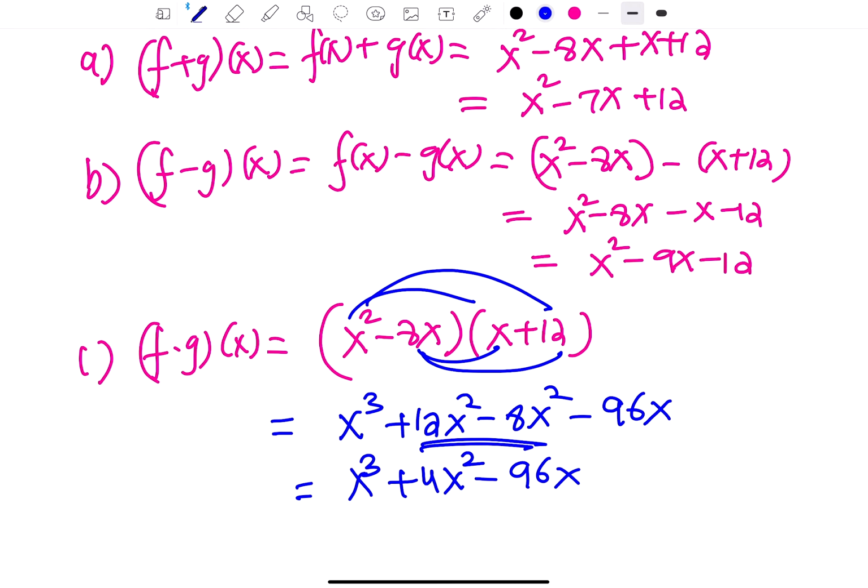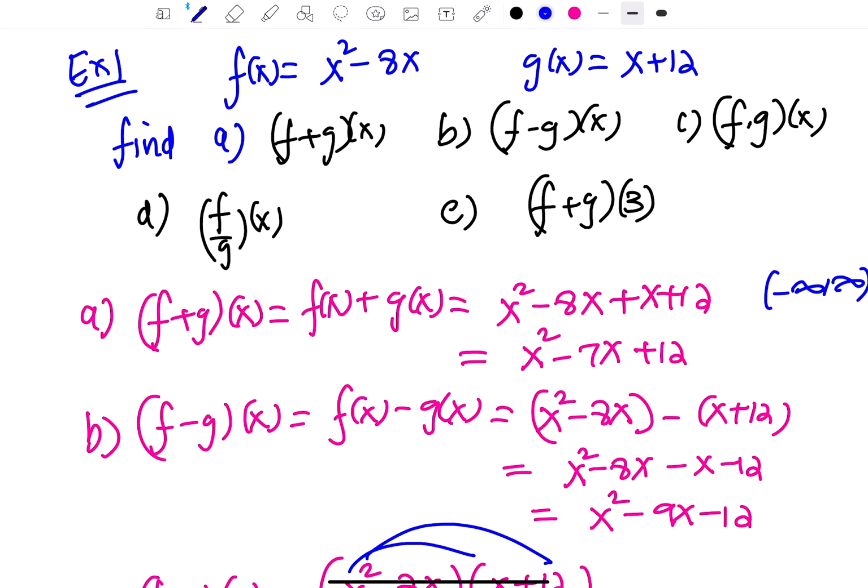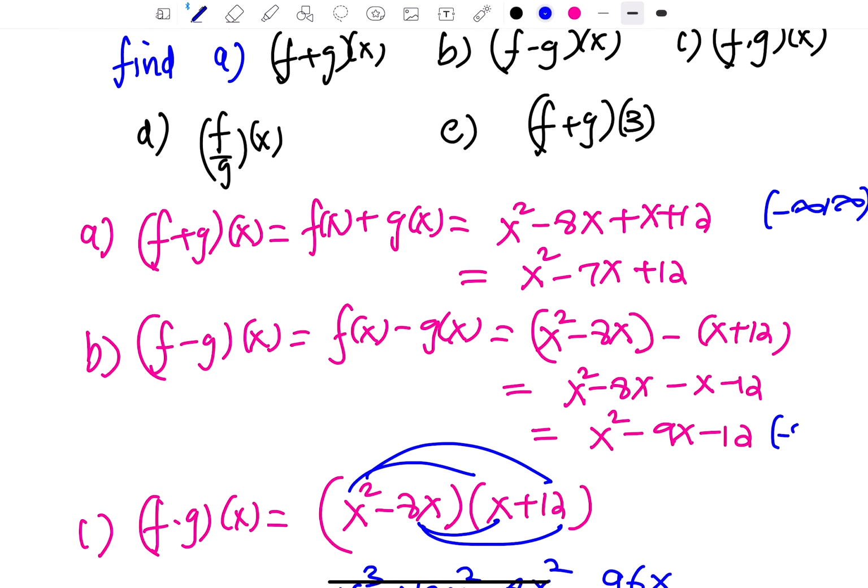Because the original functions had the domain negative infinity to positive infinity, each of these will have the domain negative infinity to positive infinity because there's no domain restrictions on the new functions.